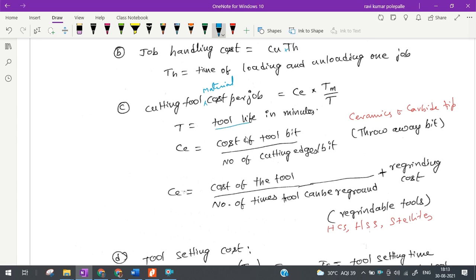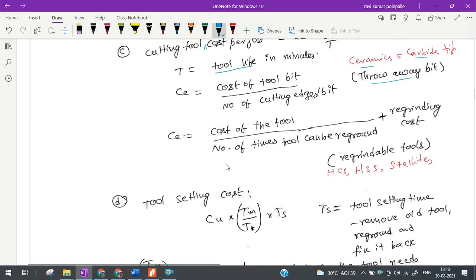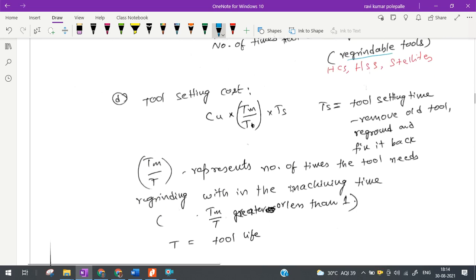So I can write Ce in two ways. If they are ceramics or carbide tips, that means throwaway tips, I may write it as Ce, as cost of the tool bit by number of cutting edges per bit. On the other hand, if it is HSS tools or high carbon steels or stellites, that means regrindable tools, I can write this as cost of the tool divided by number of times the tool can be reground, including the regrinding cost.